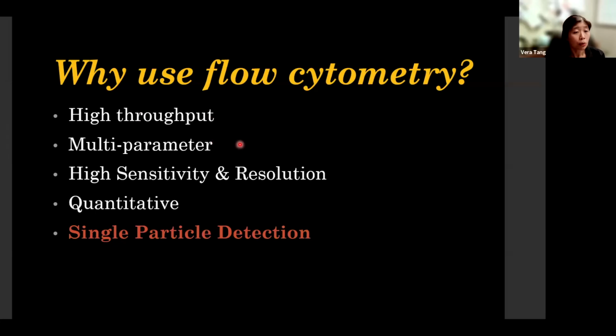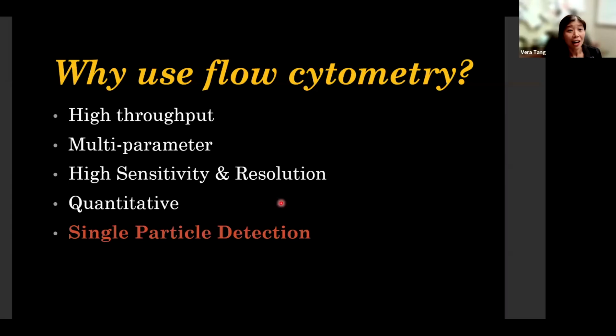We can detect multiple parameters off of our cytometers. These detectors are very highly sensitive. We get very good resolution off of them, and it's a quantitative technology. So that's actually a very important thing. I was paying attention to the talks earlier today, and I was excited to see that somebody else wanted to talk about quantitative flow cytometry.